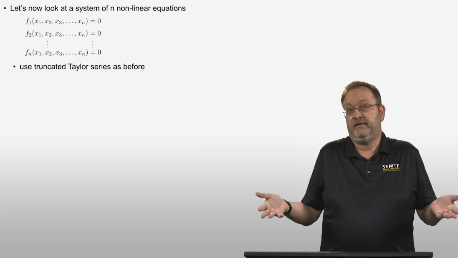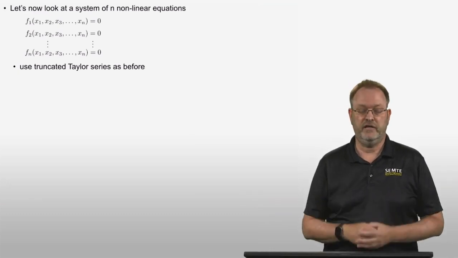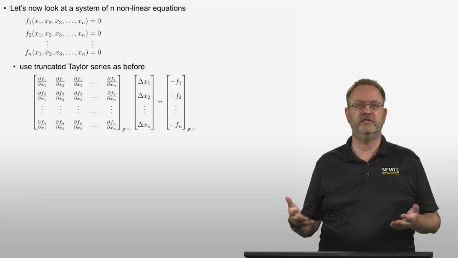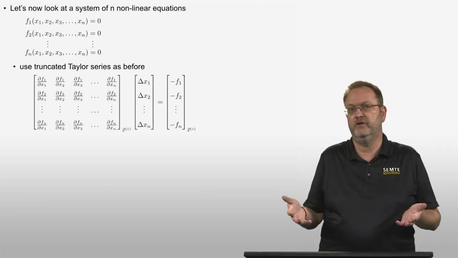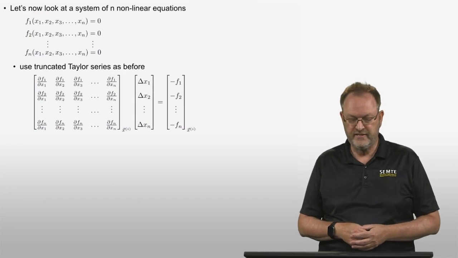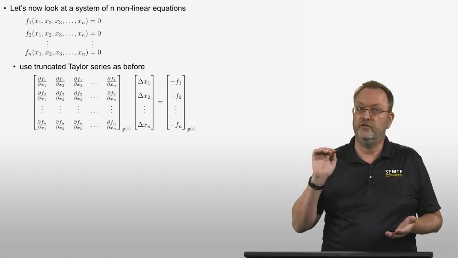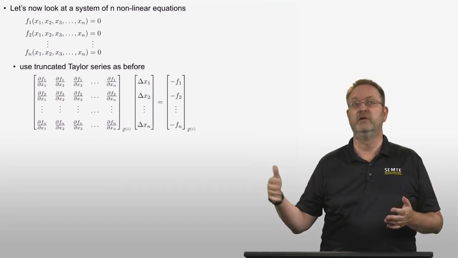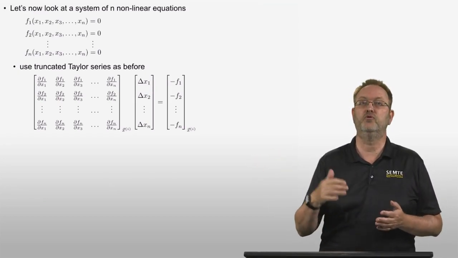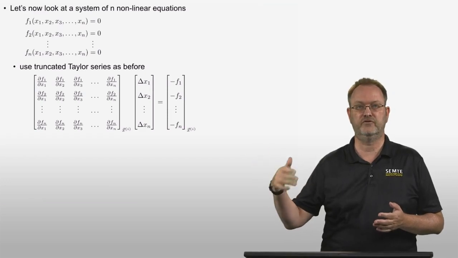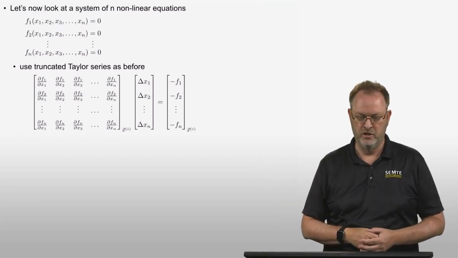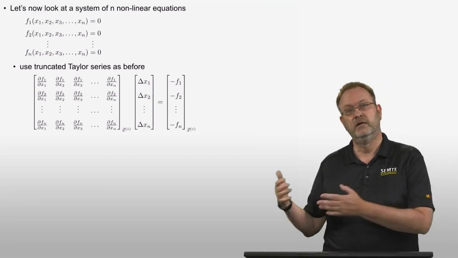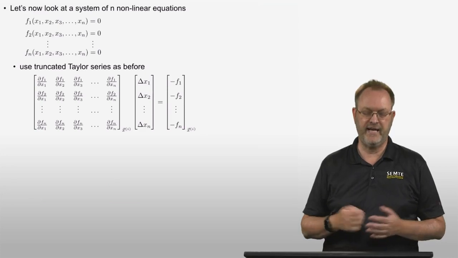Well, in principle, we attack this just the same way we did the two nonlinear equations. We use the truncated Taylor series as before. And if we do this, what we'll find is just a larger matrix on the left-hand side that still contains in the first row the first function. Now in each column it has the partial derivatives with respect to all of these x values from x1 through xn. So the first entry in the first column would be df1 dx1. The last one would be df1 dxn.